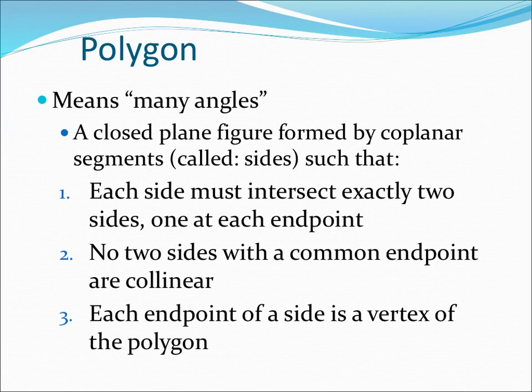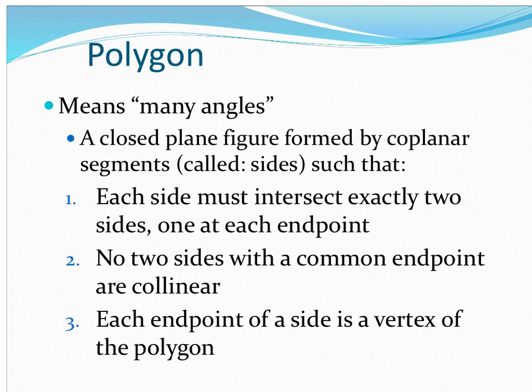So let's look and see what the definition of a polygon is. So a polygon means many angles. If you think about the word polygon, and if you think about vocabulary, the prefix here, poly, means many. So gon is going to represent angles. So the word polygon means many angles.